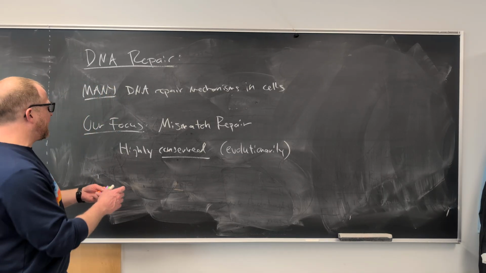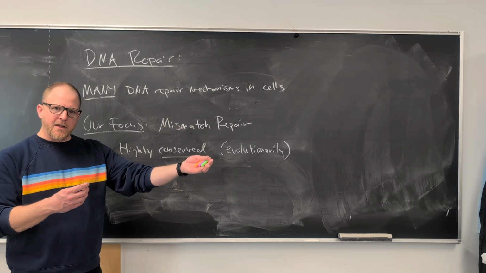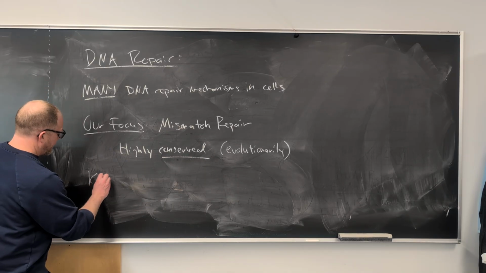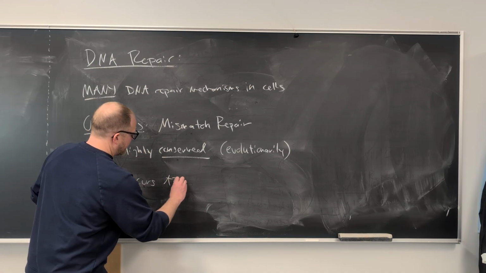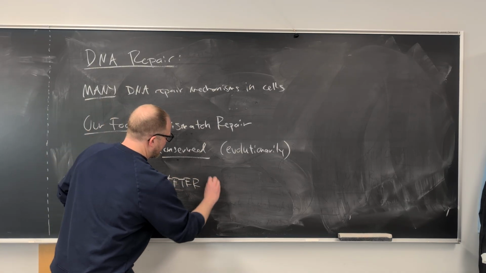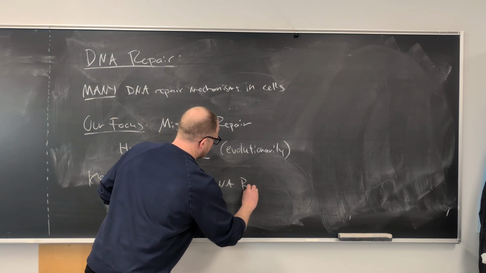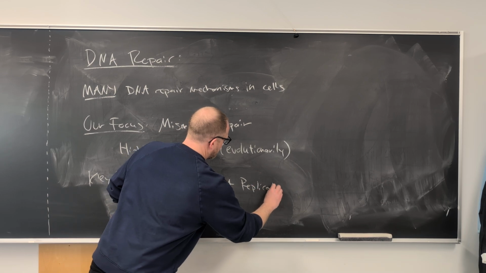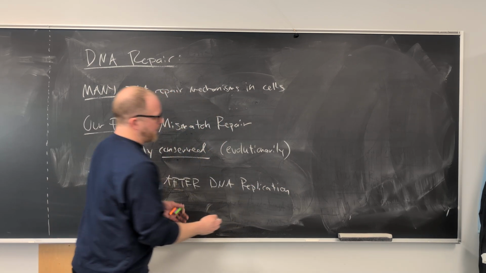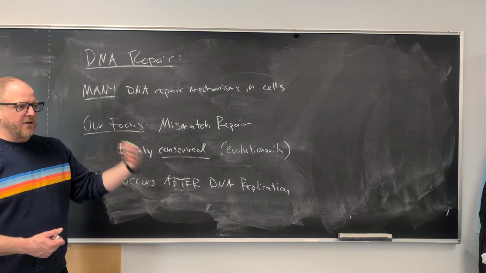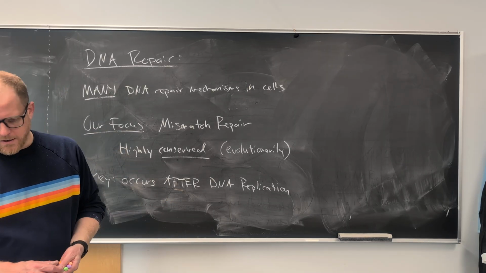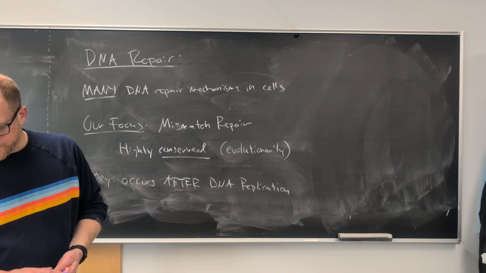All right, so now the big key with mismatch repair, to contrast it with DNA proofreading, is that this occurs after DNA replication. Okay? And this will become even a little bit more important as we go into the intricate details of this mechanism and how it functions, right?